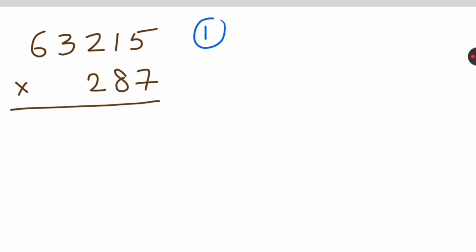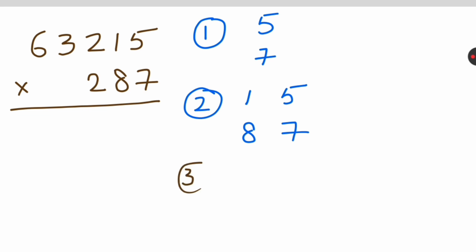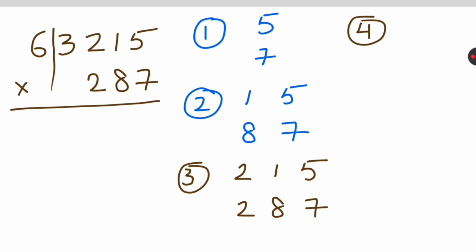First step is you have to multiply by column. So what we have? 5 and 7. At the first step we are taking the first column. For the second step you have to take 2 columns. So we have to take 1, 5, 8, 7. Third step, now you have to take 3 numbers: 2, 1, 5, 2, 8, 7. Fourth step is you have to take 4 numbers.